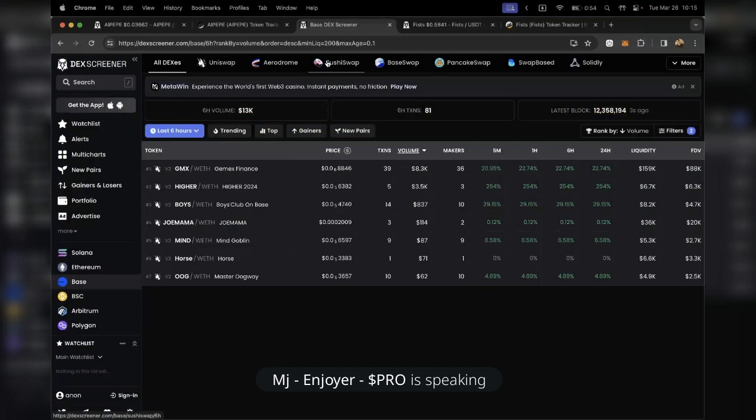So in the last 6 minutes, something called GemX Finance launched. 36 makers, 40 transactions, 8K in volume. That's not insane. That could be legitimate. There's a shitload in liquidity. That's a little sus.